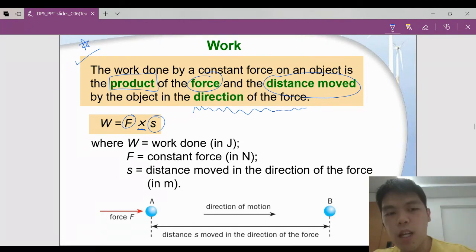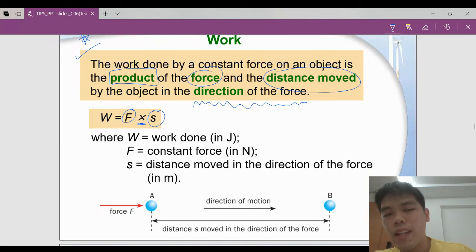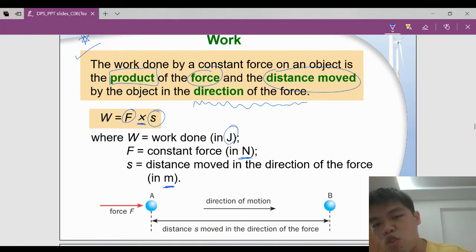So this is the formula, W equals F times s. So what are the units? Force is in newtons. s is in meters because it is distance, and work done is in joules.